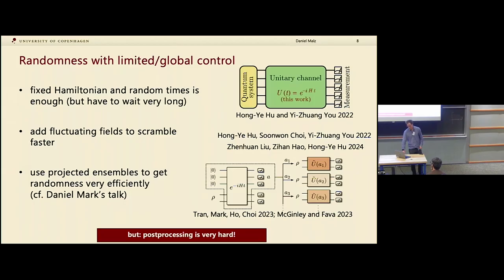But in general, in these systems, when you use specific many-body time evolution and generate randomness in these scrambling ways, your post-processing is in general very hard, because somehow you have to keep track of the whole evolution of your system. We are mostly interested in quantum simulation systems where we cannot keep track of the system on a classical computer, so maybe this approach is not so scalable.